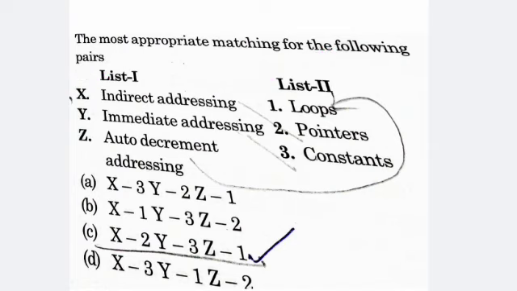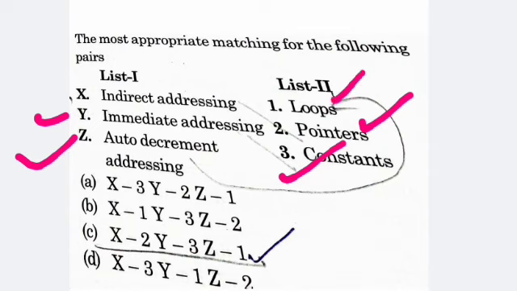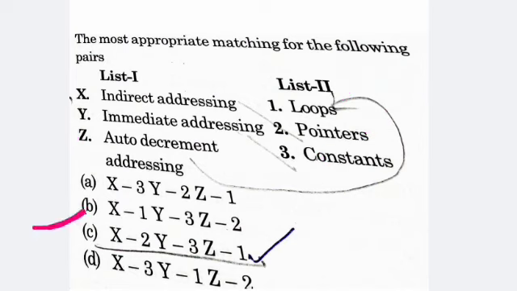So on the basis of indirect addressing, as we know, the pointer is used for indirect addressing, so x is matched to the second. Now come to y, which is immediate addressing. Immediate addressing is used for constants, so y goes to third in list 2, and z is auto decrement addressing, which is used in the loop. So the correct answer is option C: x equals 2, y 3 and z 1.